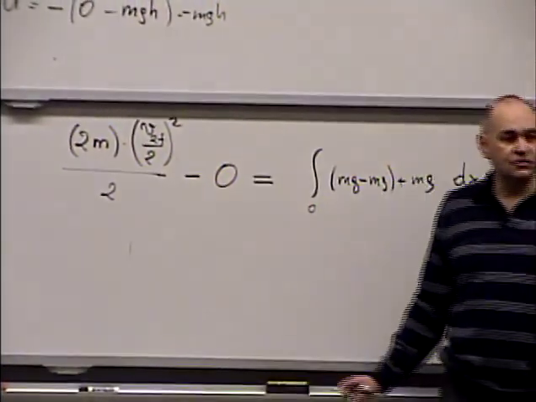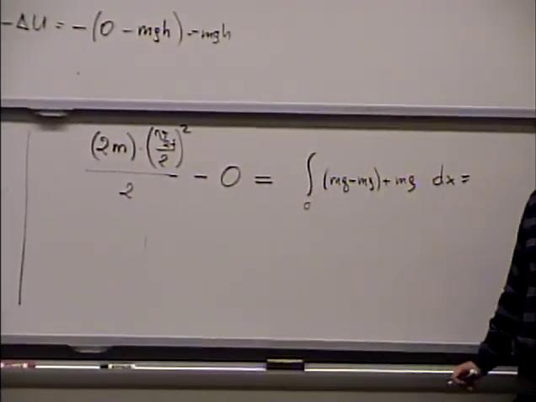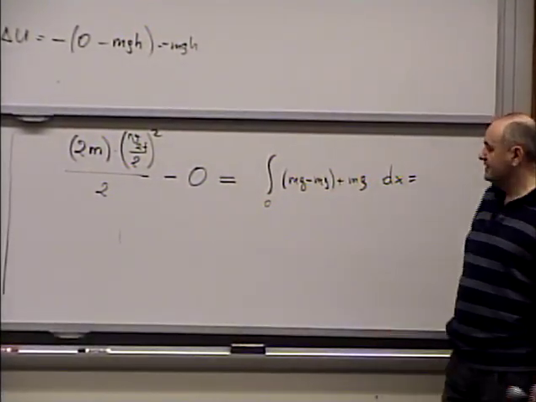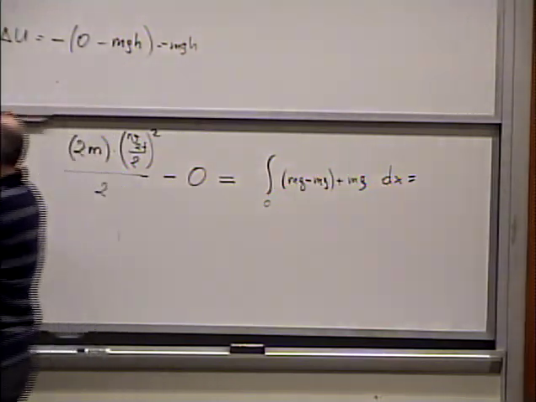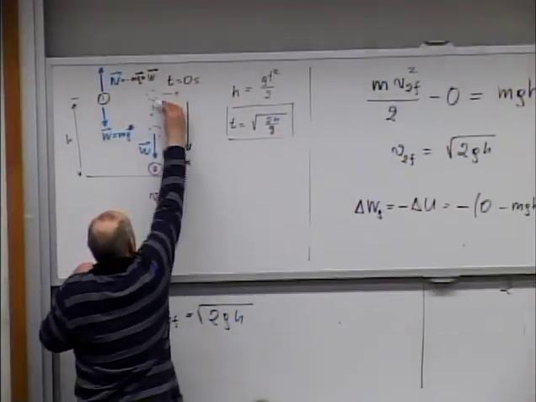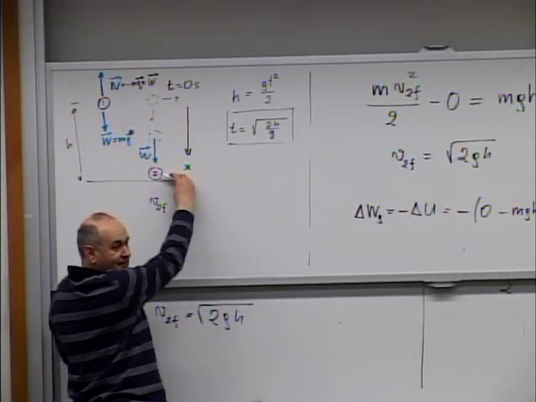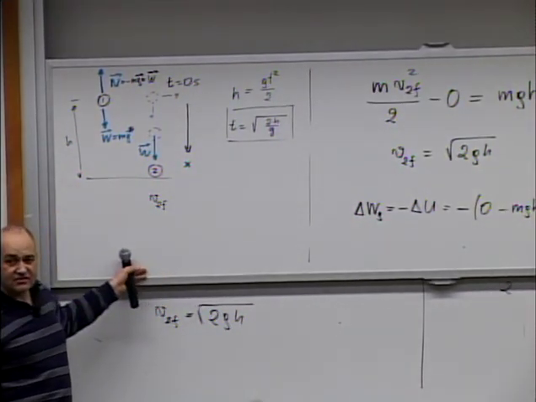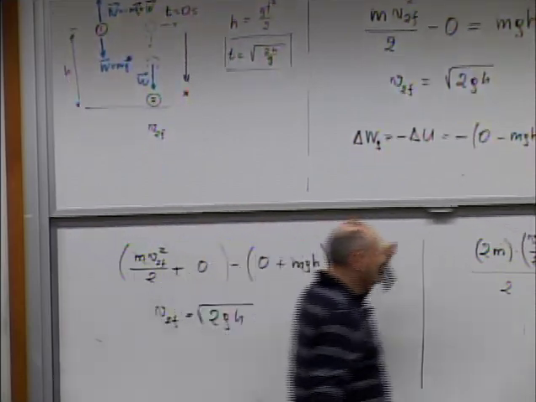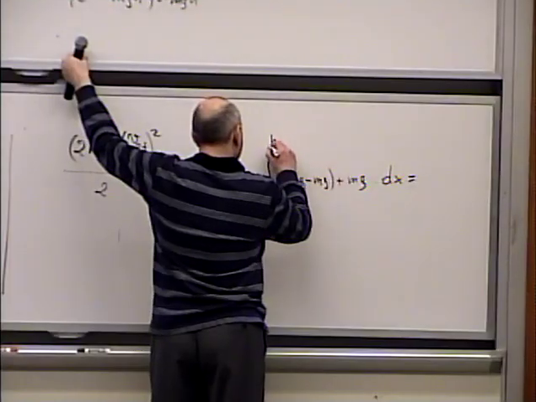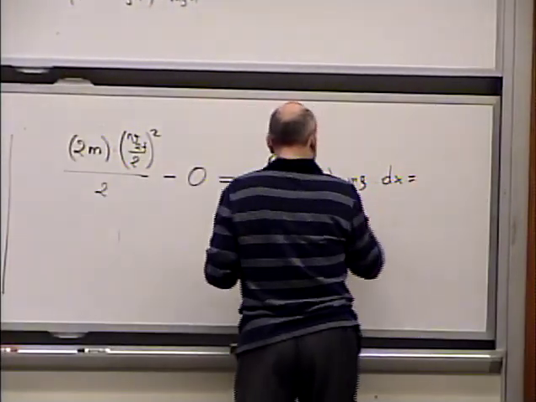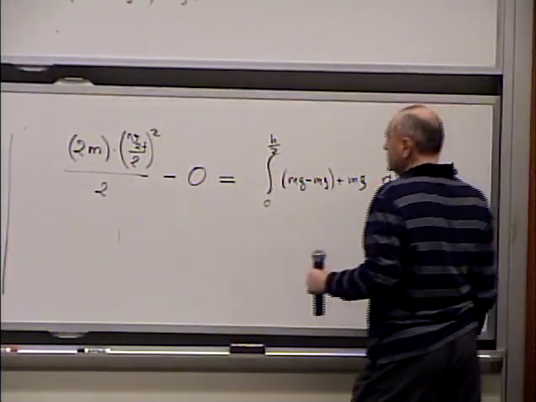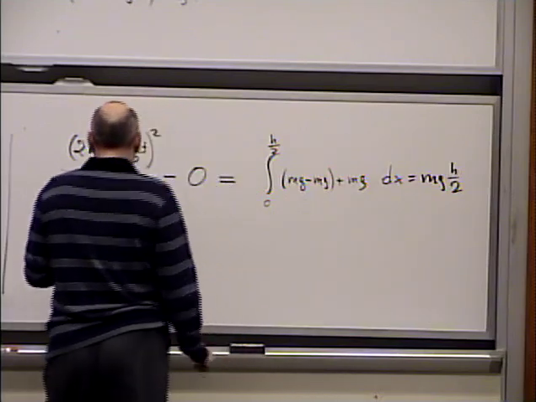It's from 0 to, not negative h. No, down is positive. But h is from here to here. Now we are calculating the work done on the center of mass. So it is from 0 to h over 2, correct. So over here I will get mg h over 2. All right.